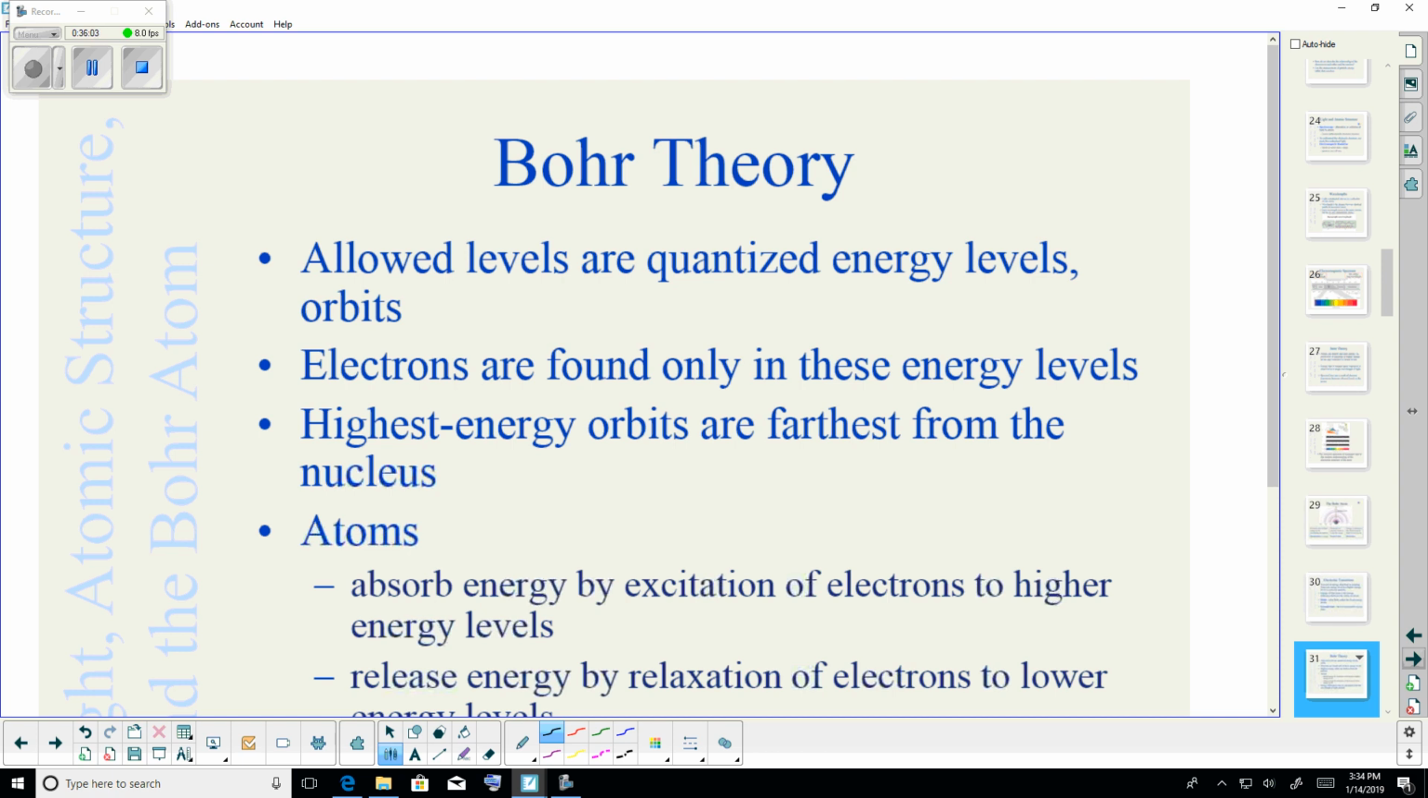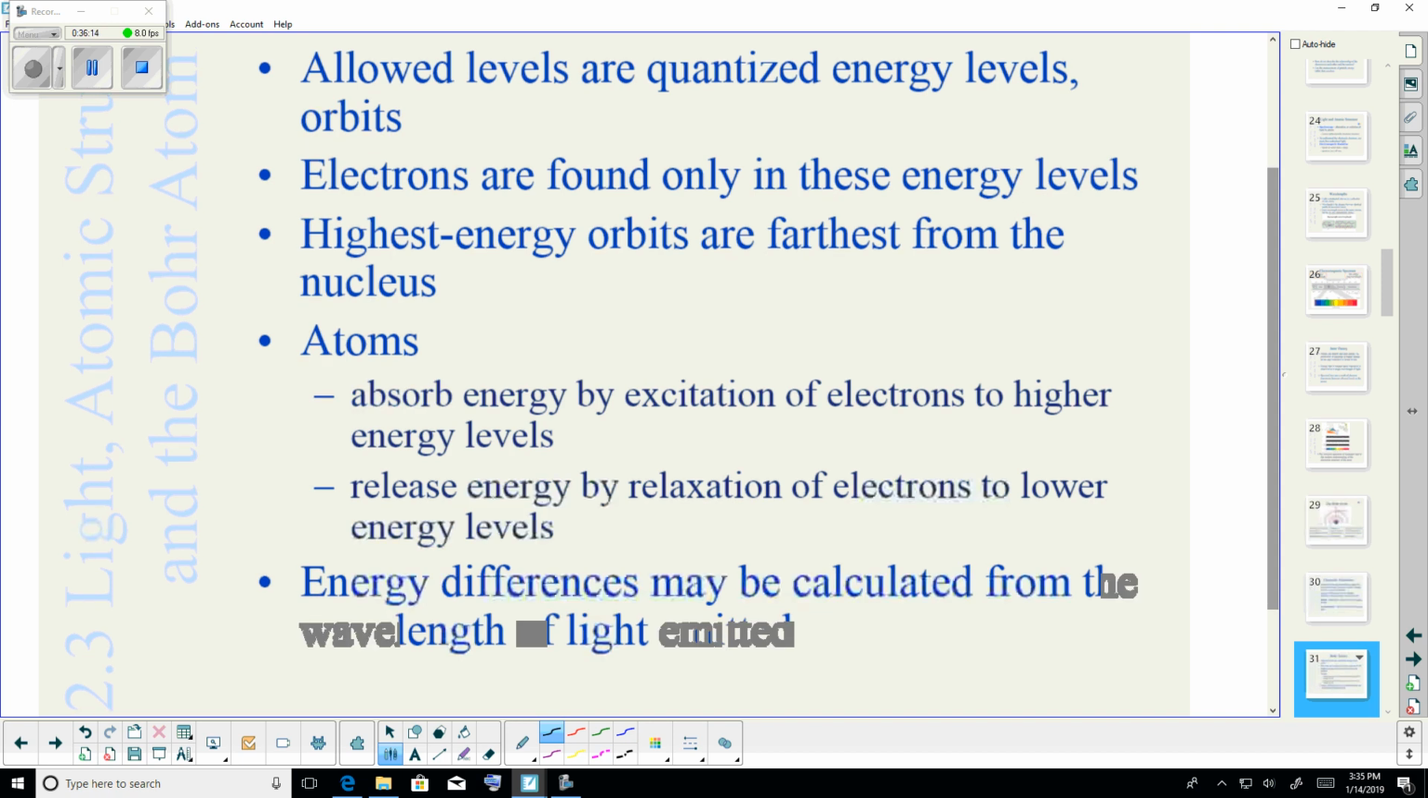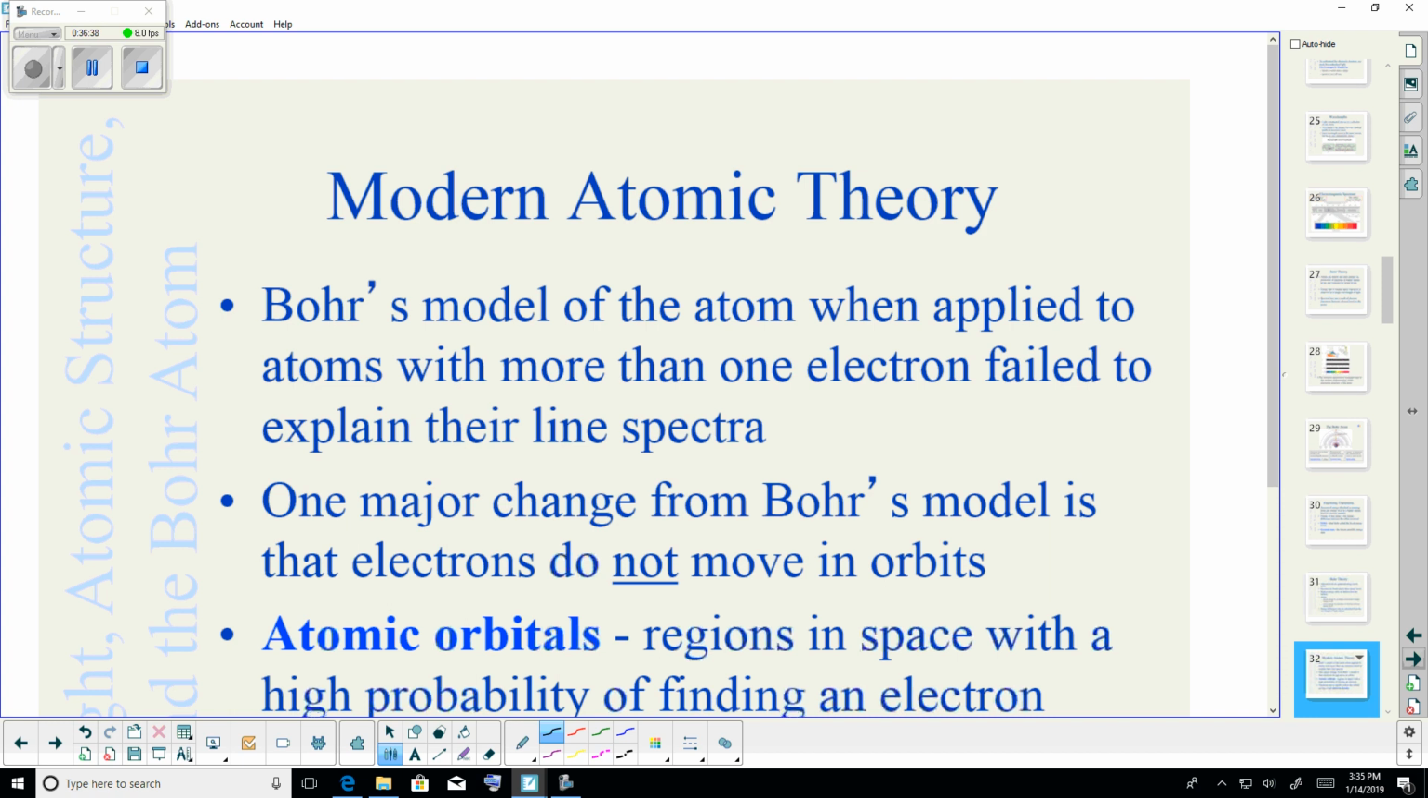The highest energy orbits are farther from the nucleus. Then he said, atoms absorb energy by excitation of electrons to higher energy levels and release energy by relaxation of electrons to lower energies. And we can calculate the energy difference by the wavelength emitted. So we can look at those spectral lines and go back and calculate the energy. We're not going to do that here. That's probably 151. However, when he went to atoms with more than one electron, it failed to explain the line spectra.